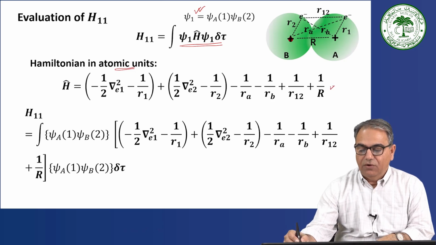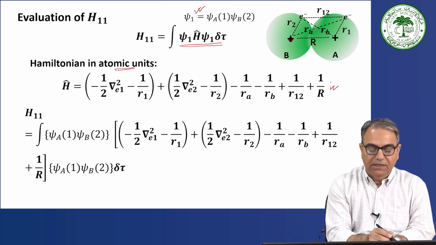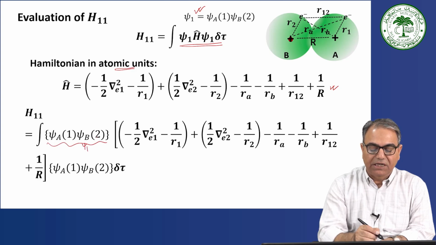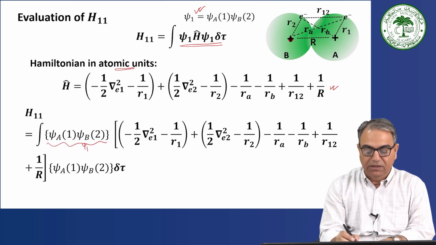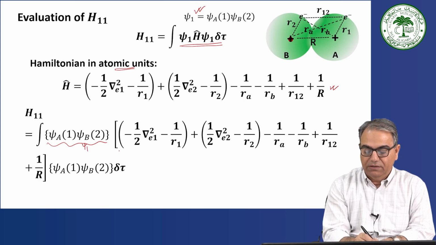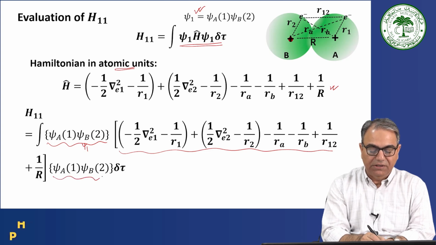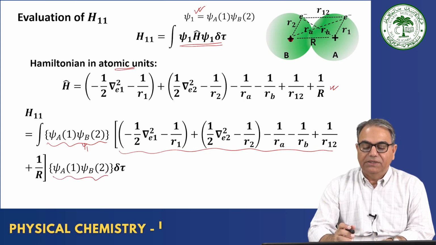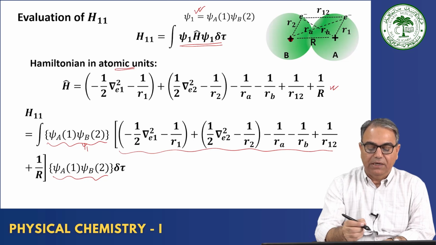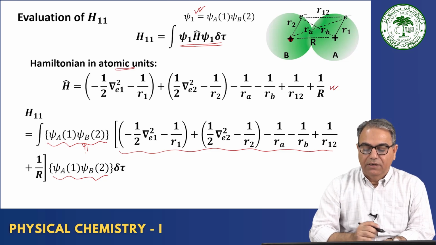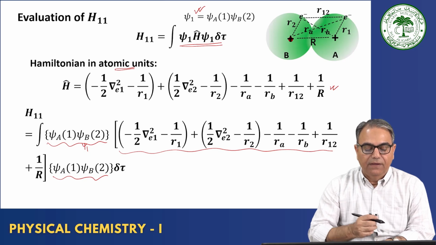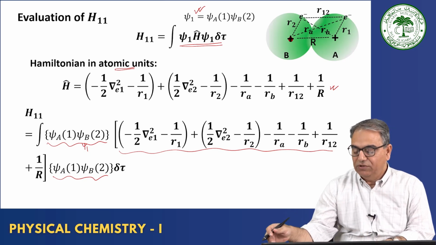Now for H11, this is your psi 1, which is psi A1, psi B2, and then you write the Hamiltonian. All this is the Hamiltonian, having 1, 2, 3, 4, 5, and 6 terms, and then again psi 1 d tau. So I have done nothing but write this H11 integral in the form of the actual Hamiltonian and the actual wave function psi 1. We have to solve this integral. So how can we solve this one?